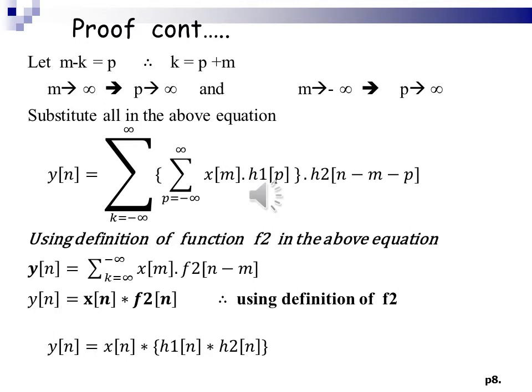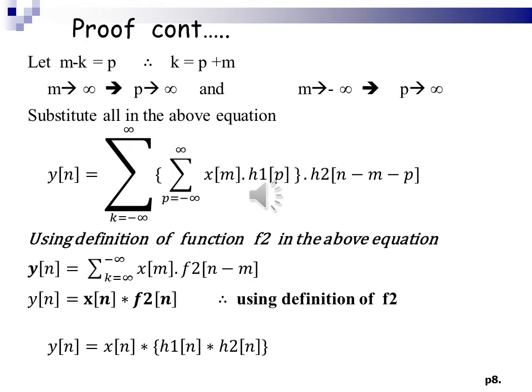If we substitute this in the above equation, the equation can be rewritten as y of n is equal to the outer summation m goes from minus infinity to infinity, and inner summation p goes from minus infinity to infinity x of m into h1 of p multiplied by h2 of n minus m minus p. What we have done is replace all the terms which have k with the help of p plus m. Now what we are going to do is interchange these summations again.